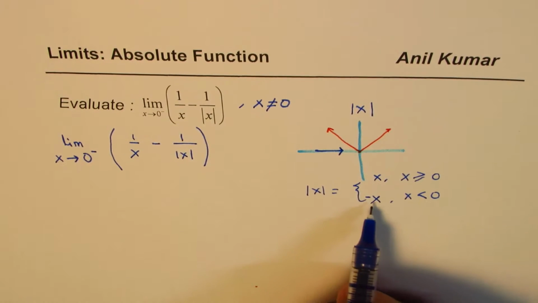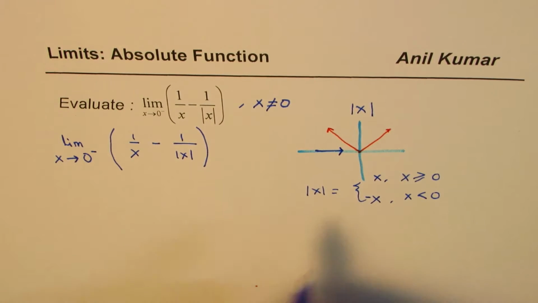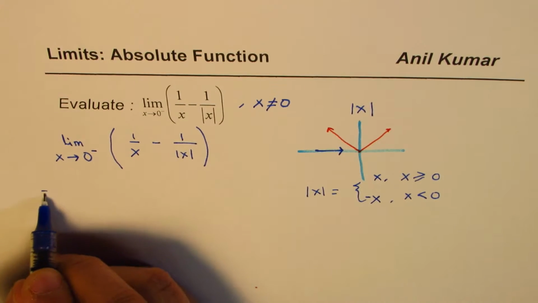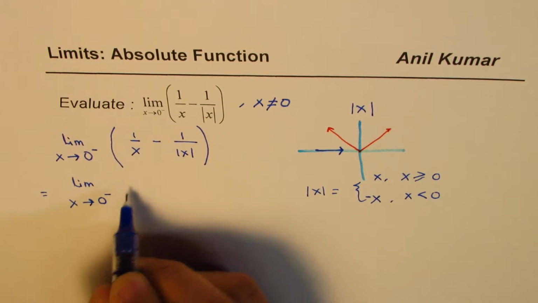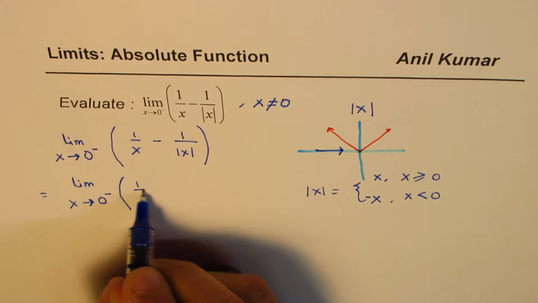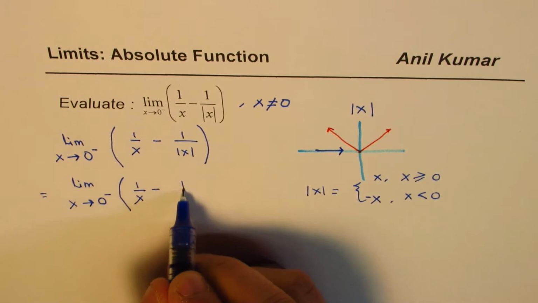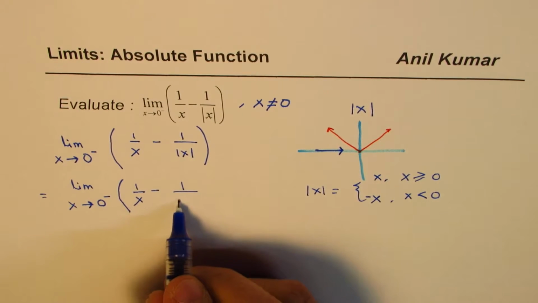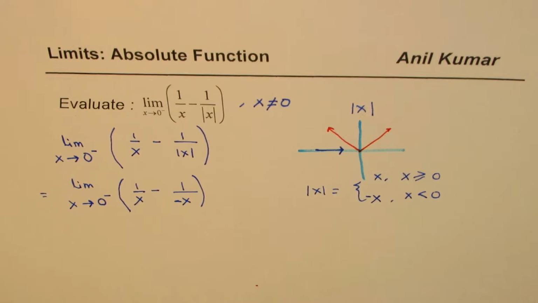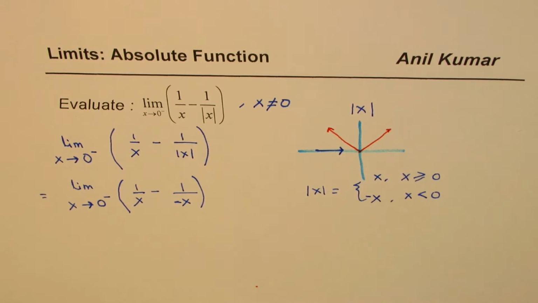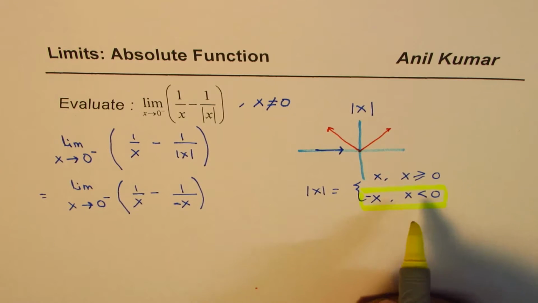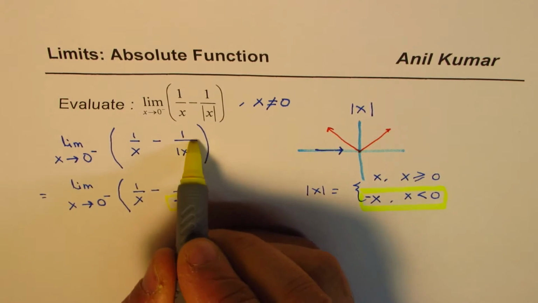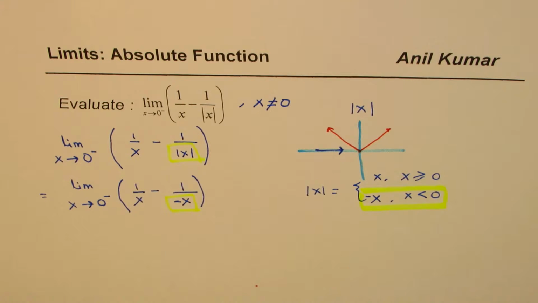As you can see, from this given definition of the absolute function, I could write this limit as the limit as x approaches 0 from the negative side of 1 over x minus 1 over absolute x. I could replace absolute x by minus x. Since x is less than 0, we are approaching from the left side, so this is the part of the piecewise function which I have utilized here. So I replaced absolute x by this.